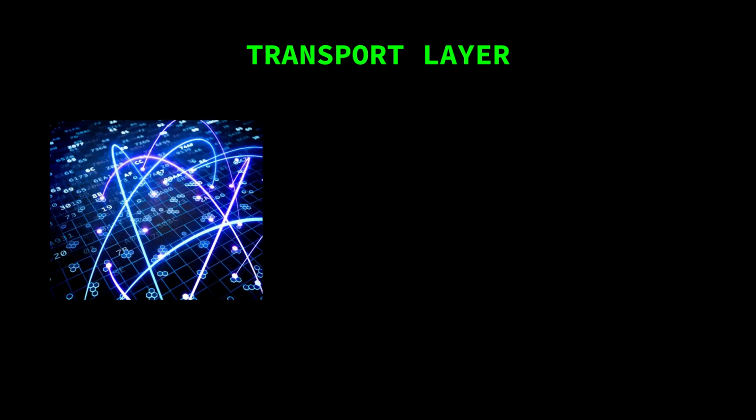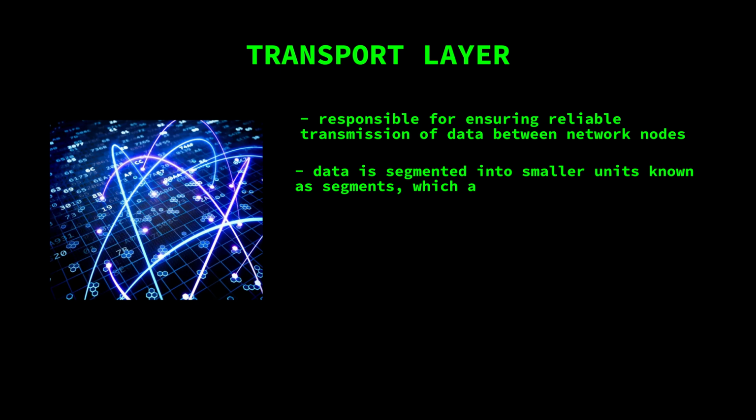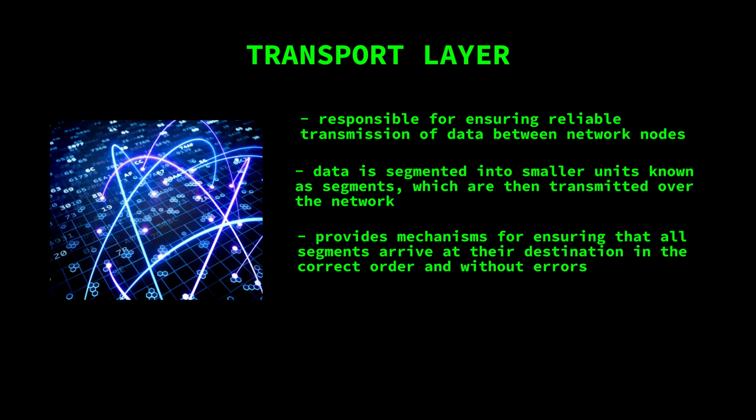The transport layer is the fourth layer of the model, and it's responsible for ensuring reliable transmission of data between network nodes. At this layer, data is segmented into smaller units, known as segments, which are then transmitted over the network. The transport layer also provides mechanisms for ensuring that all segments arrive at their destination in the correct order and without errors. For example, the Transmission Control Protocol, TCP, is a commonly used protocol at this layer, and it provides error detection, retransmission of lost segments, and flow control to ensure that data is transmitted at a rate that can be handled by the receiving node.